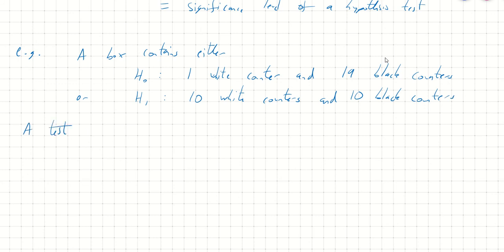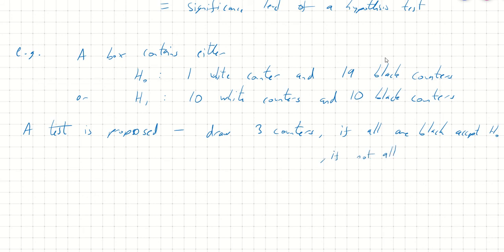A test is proposed: draw 3 counters, if all are black accept H0, if not all black, reject H0. The idea being that in the H0 case, there's a lot more black counters than white counters, whereas in H1 they're equal. So if we draw 3 counters and they're all black, we think it's likely that H0 is true.